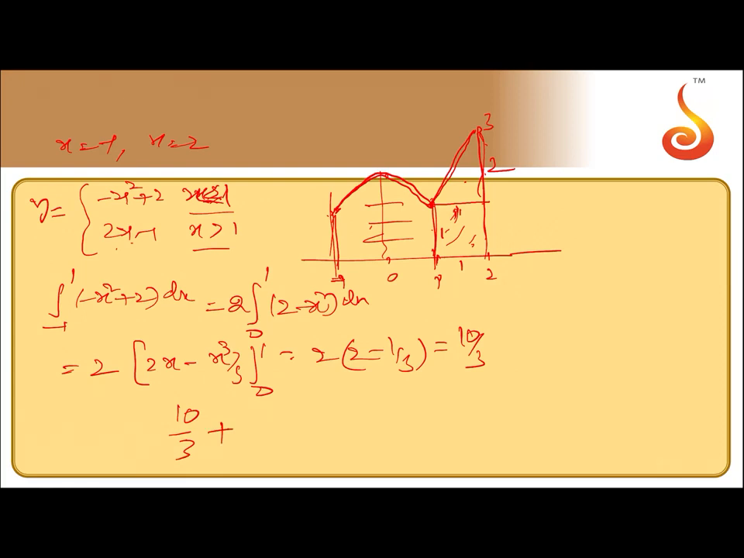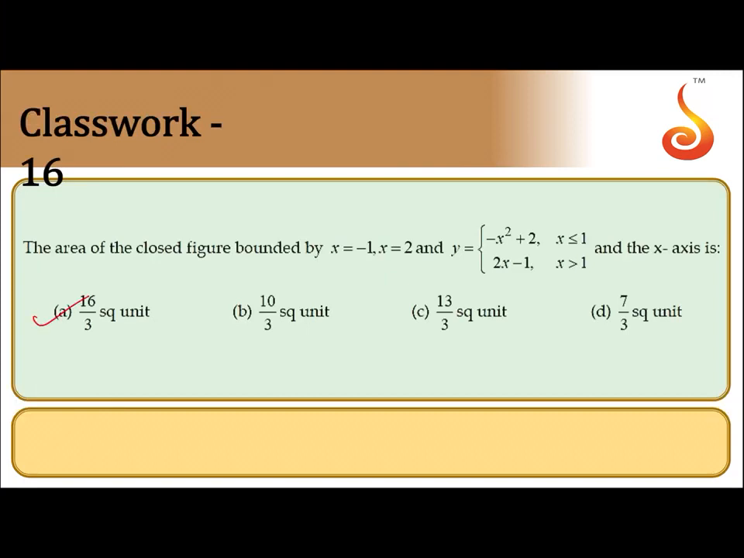So it is 10 by 3 plus area of the square is equal to 1 plus area of the triangle, which is nothing but half into base into height, that is also 1. And of course this is 10 by 3 plus 2. So how much will we be getting? 6 plus 10, 16 by 3. So the answer is equal to 16 by 3.